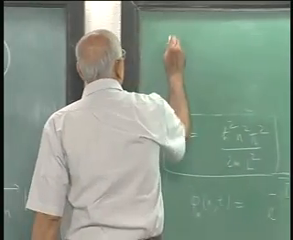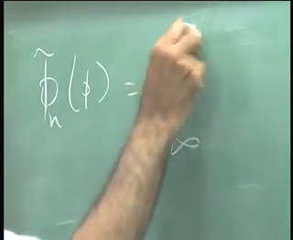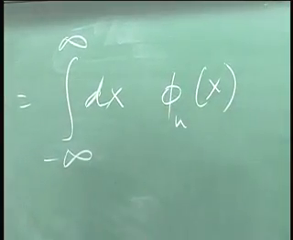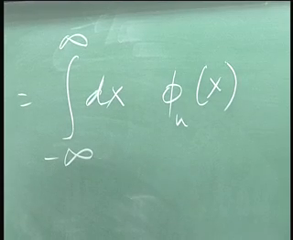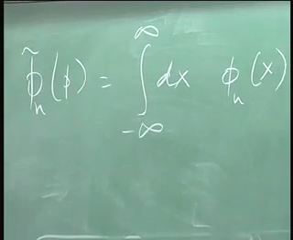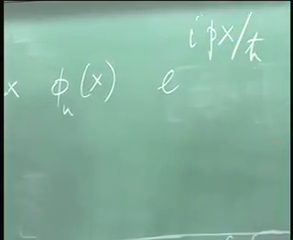Phi n tilde of p is the integral from minus infinity to infinity dx phi n of x multiplied by a phase factor, which was the overlap function between x and p. So it was e to the i p x over ħ.